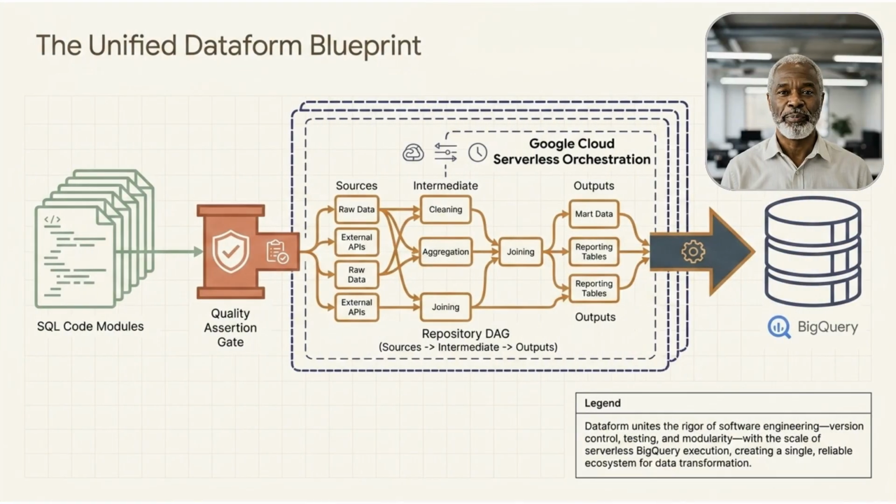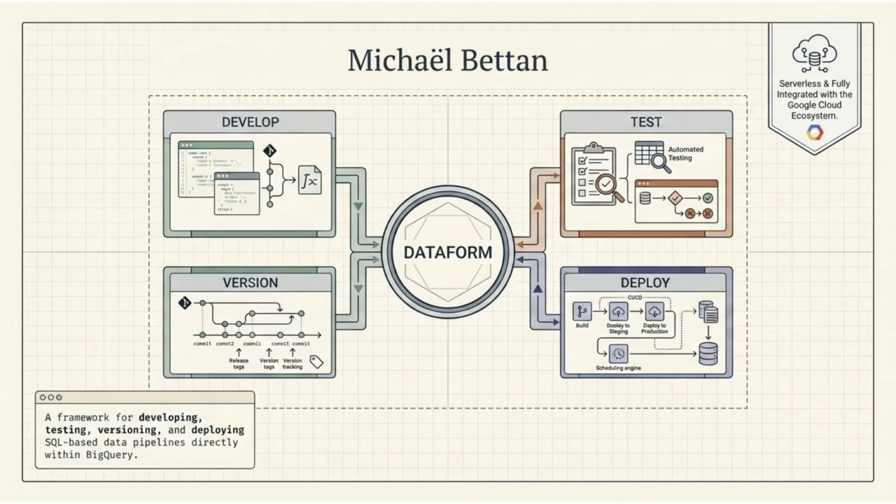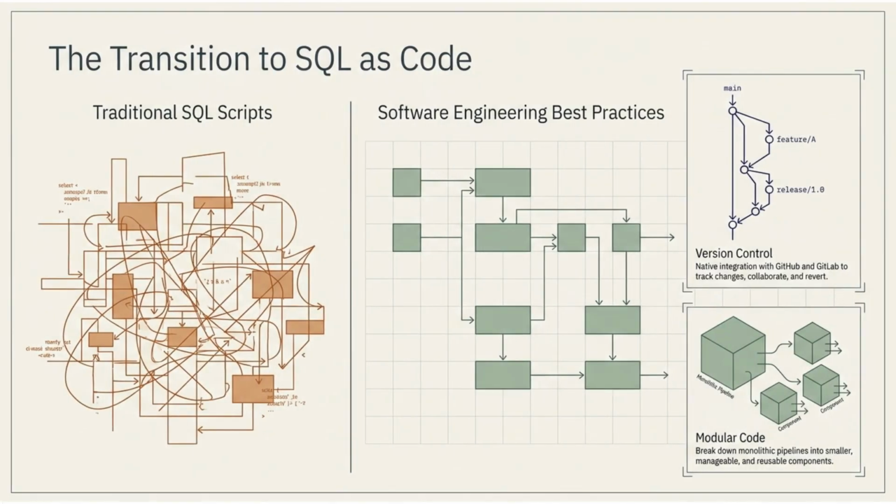The unified DATAFORM blueprint combines software engineering rigor with serverless BigQuery execution. SQL code modules pass through a quality assertion gate before forming a repository-directed acyclic graph, leading to reliable data transformation outputs in BigQuery. DATAFORM facilitates the transition to SQL as code, moving from complex, traditional SQL scripts to modular code and version control, embracing software engineering best practices for building robust data pipelines.